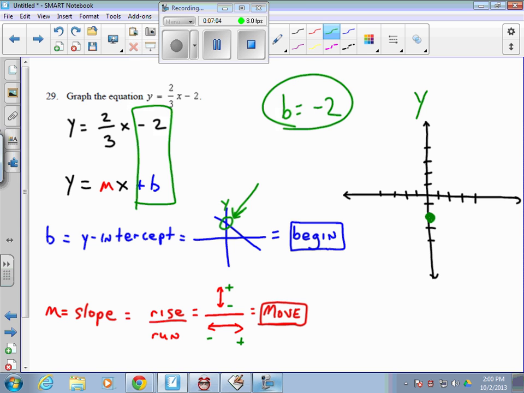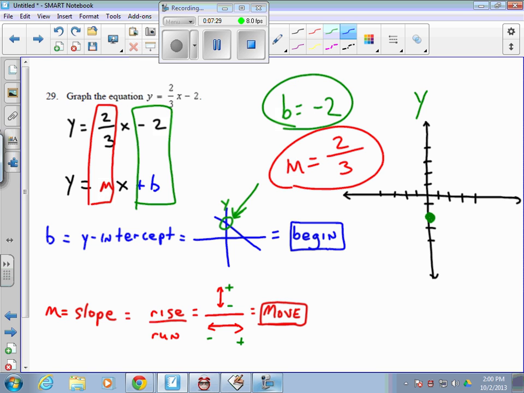Your m value tells you the slope, which is the rise over the run. So if it's positive, it goes up on top. If it's negative, it goes down on the top. On the bottom, if it's negative, it goes left. If it's positive, it goes right. M tells you the slope. It tells you where to move. So your m value in this case is 2/3. So m tells you to move up 2 times. So this tells us right here, go up 2 times and go to the right 3 times.